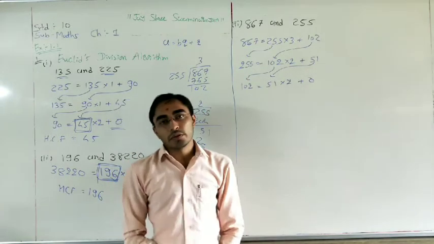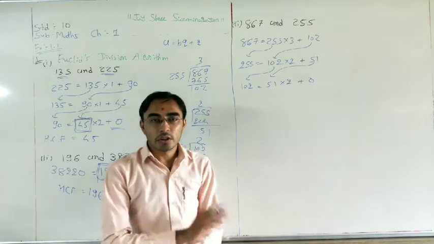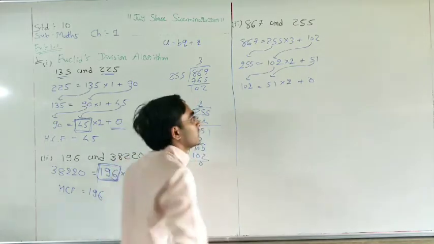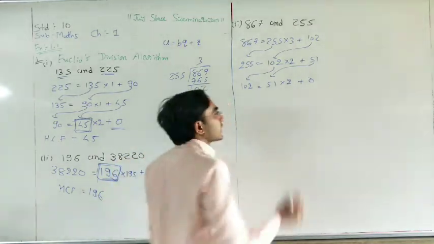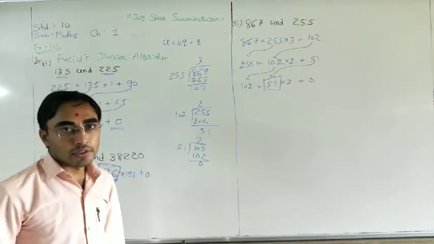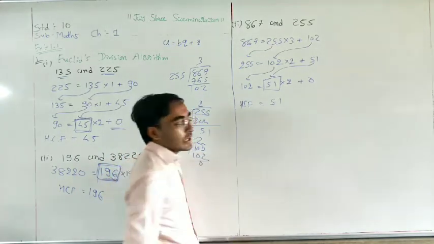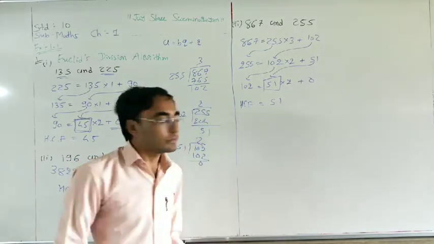So that is what we want. We want 0 here, we get 0 here. So here over. So what is your answer? Your first number, that means this one, 51 is your answer. SCF 51, this is your final answer.